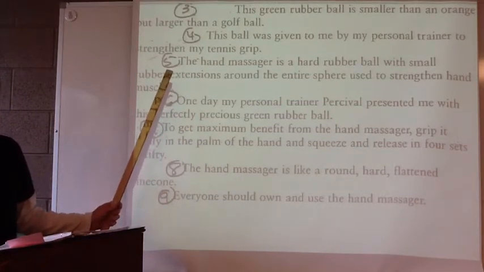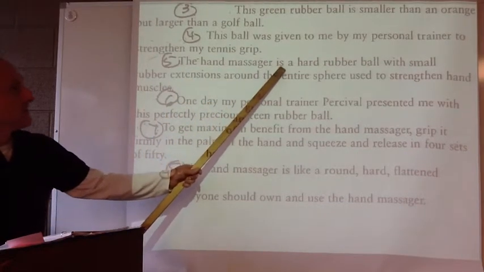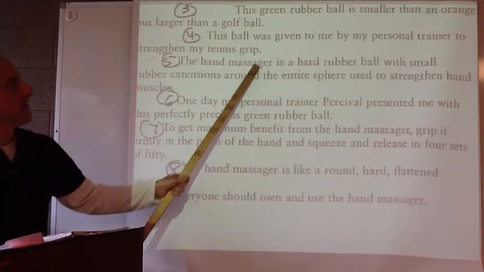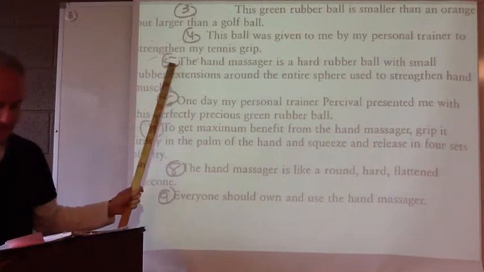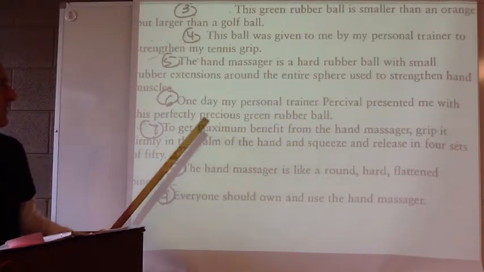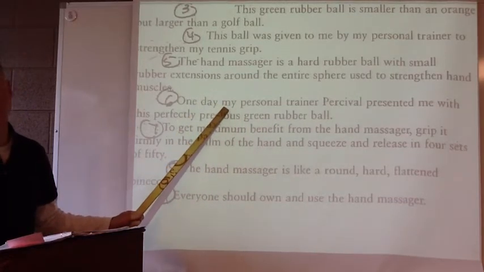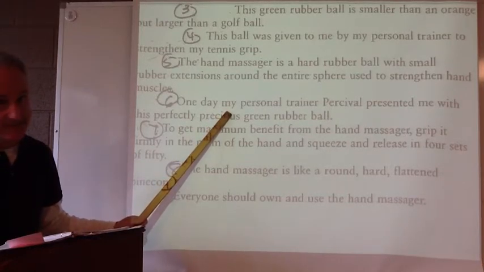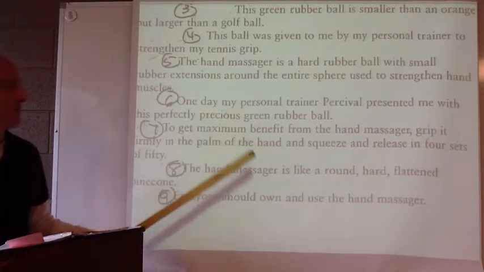Number 5, the hand massager is this, right? So this part right here is the most important part. Don't look at this like used to strength. You might think it's cause-effect. That's not what they're getting at. One day my personal trainer presented me with this green rubber ball. All right, this happened one day is the hint here. This is an event that they're describing, but it's not description, okay? It's not what they're looking for. It's just one event. So see if you can figure that out.